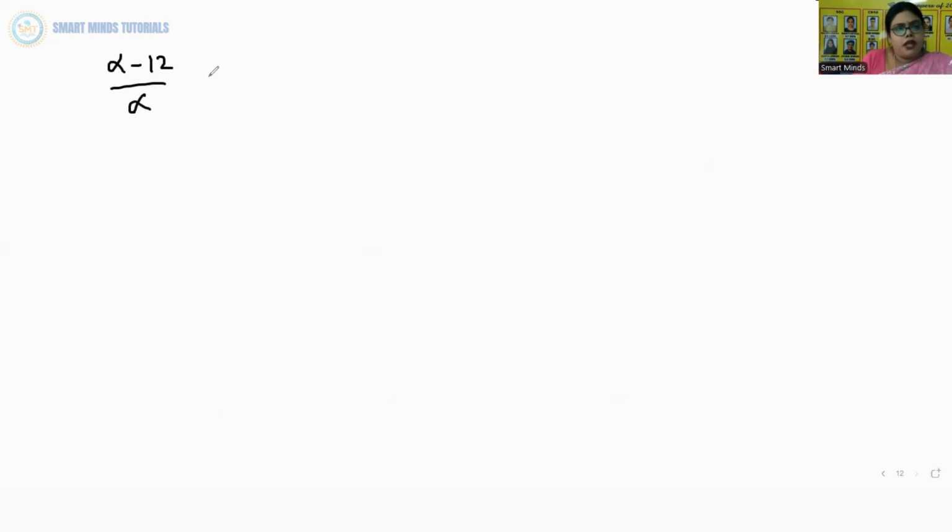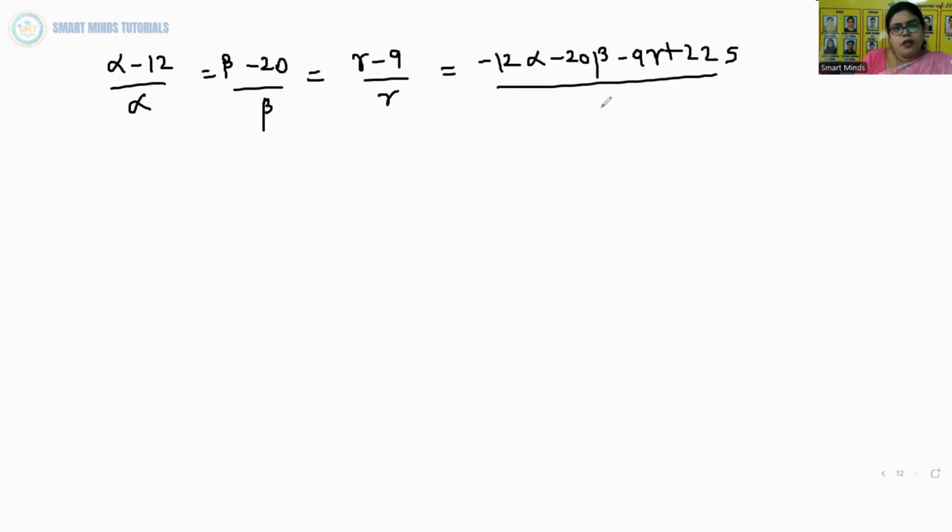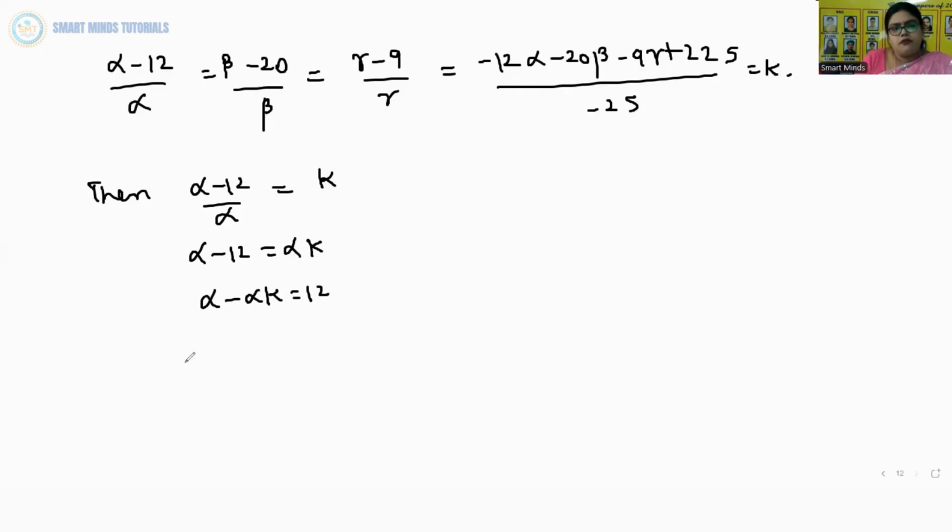Alpha minus 12 by alpha is equal to beta minus 20 by beta is equal to gamma minus 9 by gamma equals to minus 12 alpha minus 20 beta minus 9 gamma plus 225 by minus 25 equals to k. Then alpha minus 12 by alpha is equal to k. So alpha minus 12 is alpha k and alpha minus alpha k is 12. If I take alpha common, 1 minus k equals to 12. So alpha is 12 by 1 minus k. Let's say this is equation number 5.